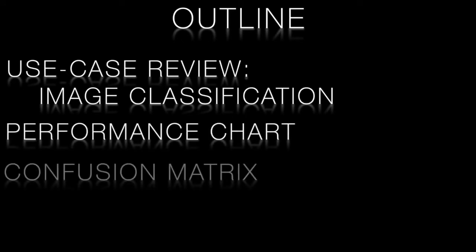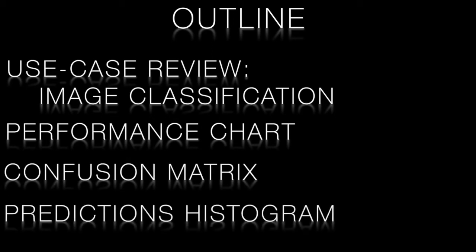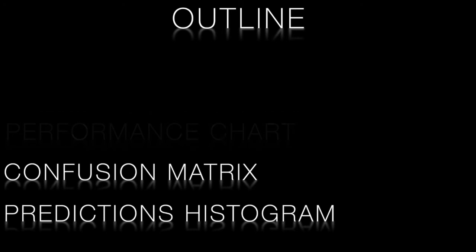We'll start by quickly reviewing our computer vision challenge. We'll then introduce three visualization tools: the performance chart, the confusion matrix, and the prediction histogram. We'll apply these tools to our computer vision problem. Finally, we'll extend our scope to get our network to recognize other types of image.